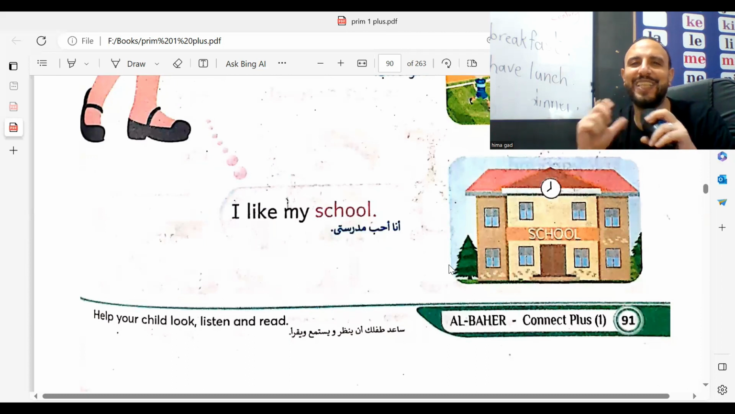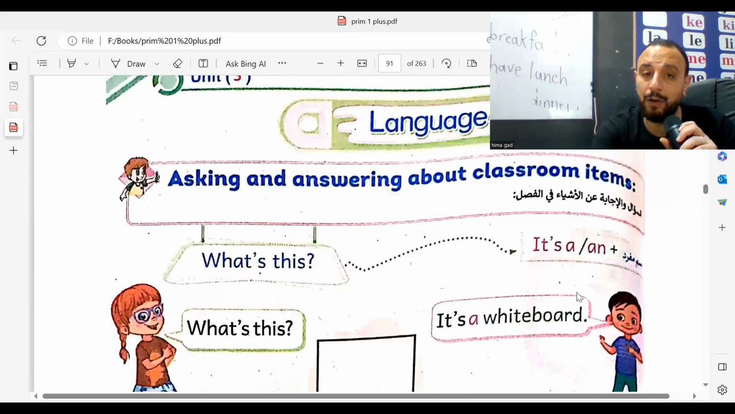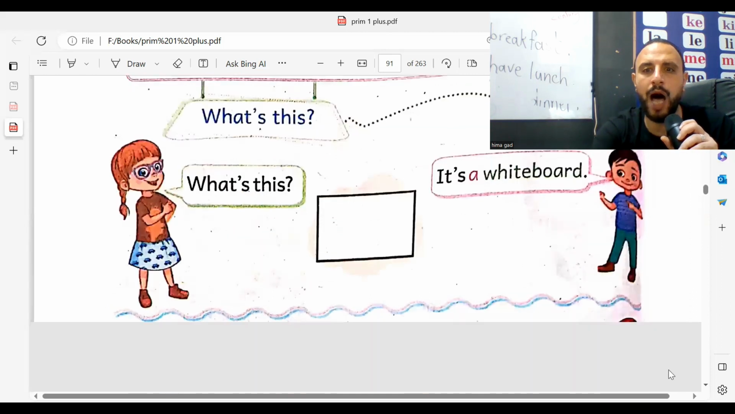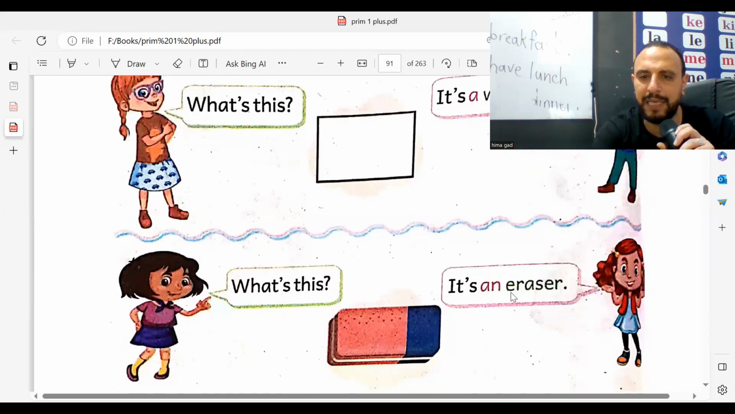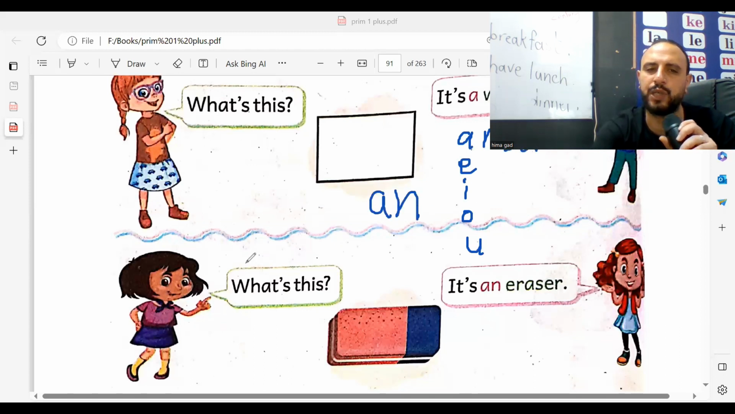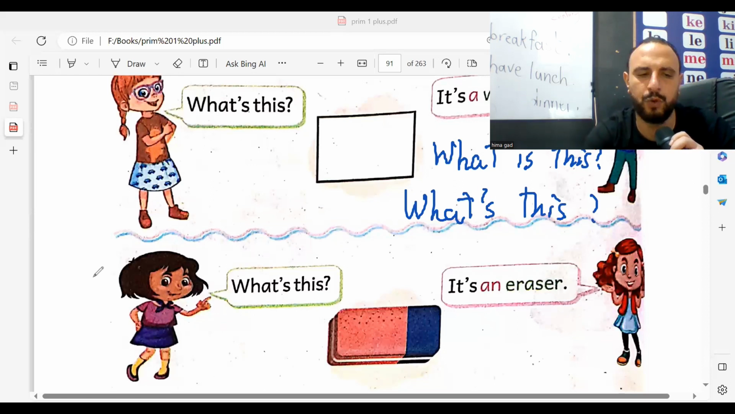يلا I like my school. I like my school. جميل. لما نيجي نسأل ما هذا قلنا نقول ايه. What's this? It's a whiteboard. طب what's this? It's an eraser. وقلنا هنا نحط لها an علشان بتبدأ بالe vowel. أي اسم مفرد هيبدأ بa, e, i, o, u لازم نحط قبله an. عشان كده قلنا an eraser. طب what's this دي أصلا اسمها what is this. بس بنختصرها نقول what's this. نشيل الاي ونحط الابوستروفي ونجاوب it's an eraser. برافو يا شطار. برافو يا رنا مركزة.